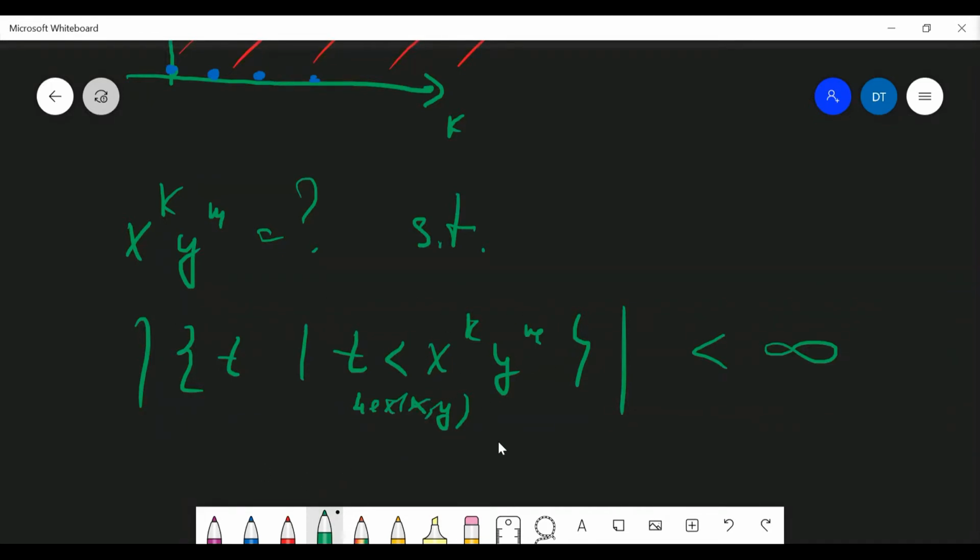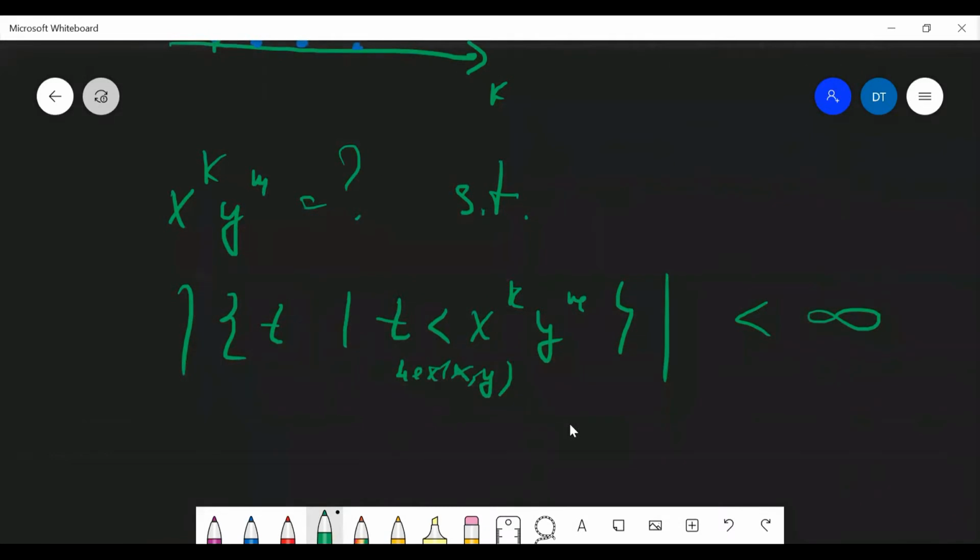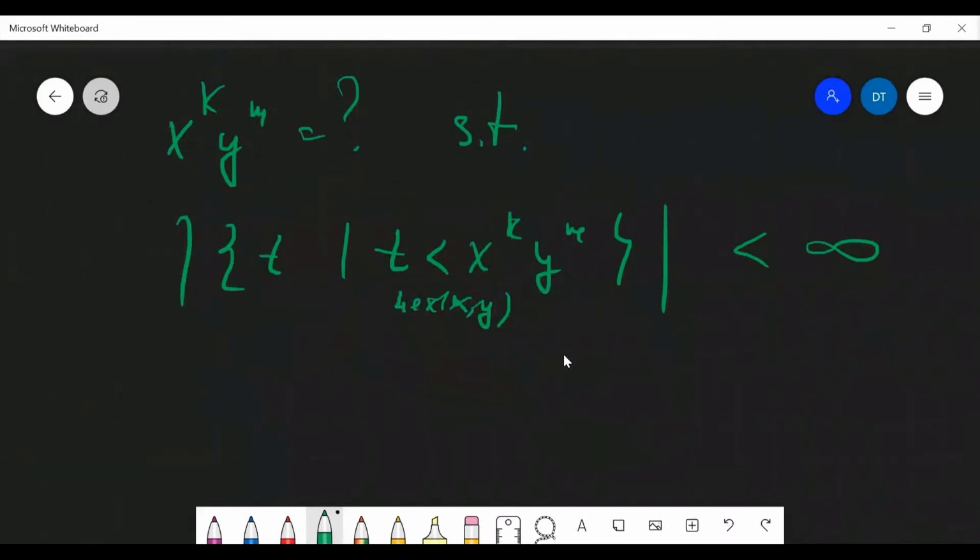So probably if the monomial equals 1. Okay, that's a nice attempt. Yes, exactly, that's one of the answers. If you take k and m to be 0, which means you have the monomial 1, then this set is just empty, because this is the smallest possible monomial. And in an empty set there are finitely many elements.